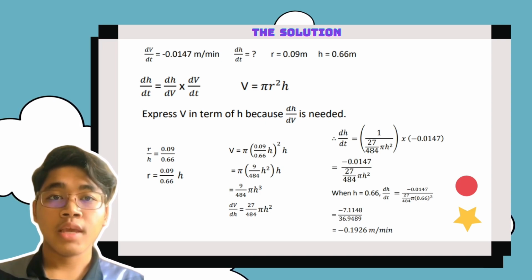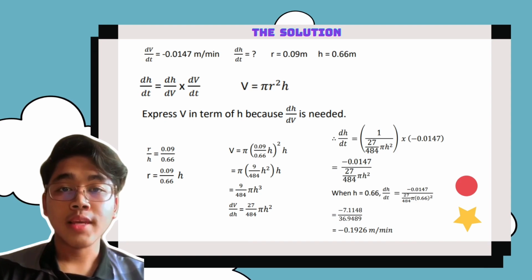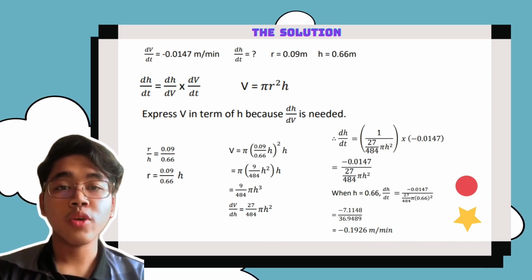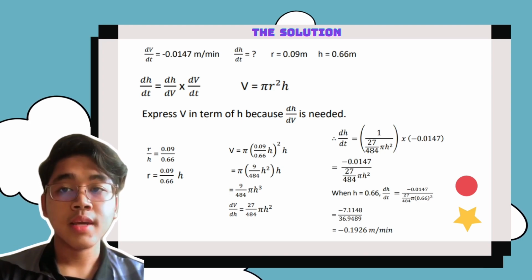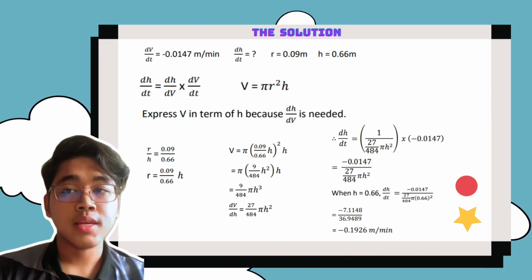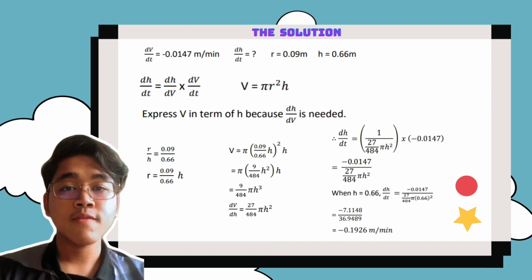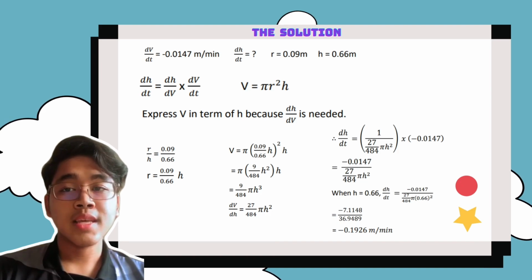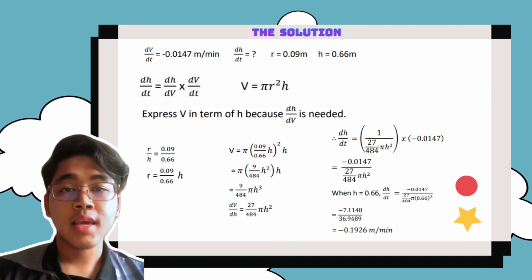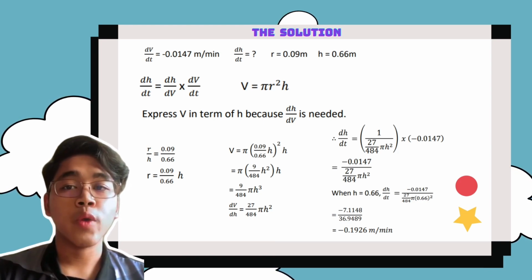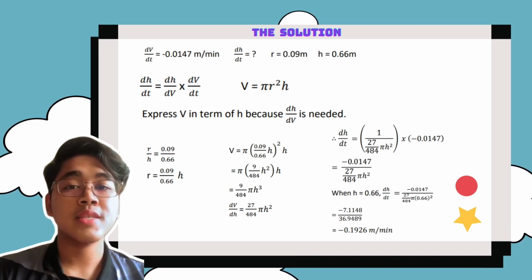From the question, we can get the information given, which is the height of the oxygen in the cylinder, h equal to 0.66 meter, radius of the cylinder, r equal to 0.09 meter, and rate of decrease in oxygen, which is dv over dt, equal to negative 0.0147 meter cube per minute. We assume it is negative because the oxygen in the tank is decreasing. So, what we need to find is dh over dt when h is equal to 0.66 meter.